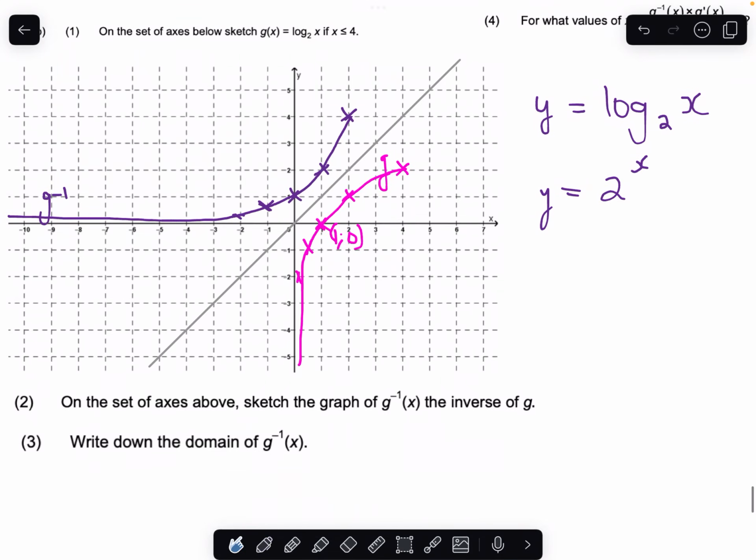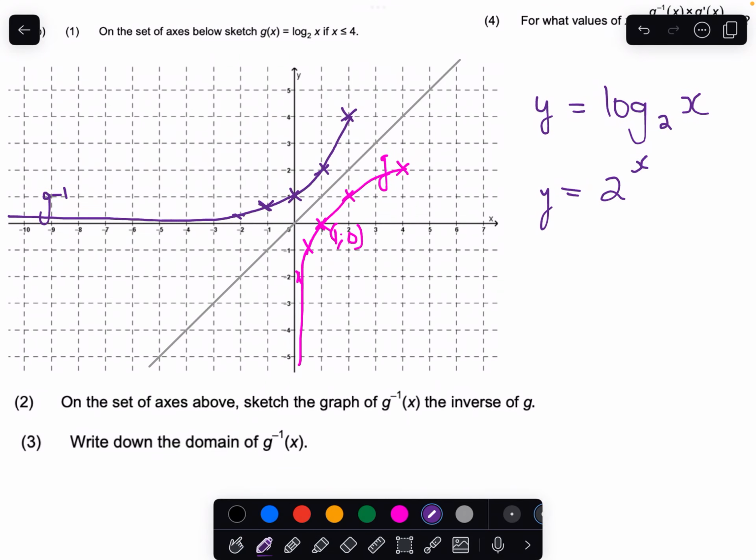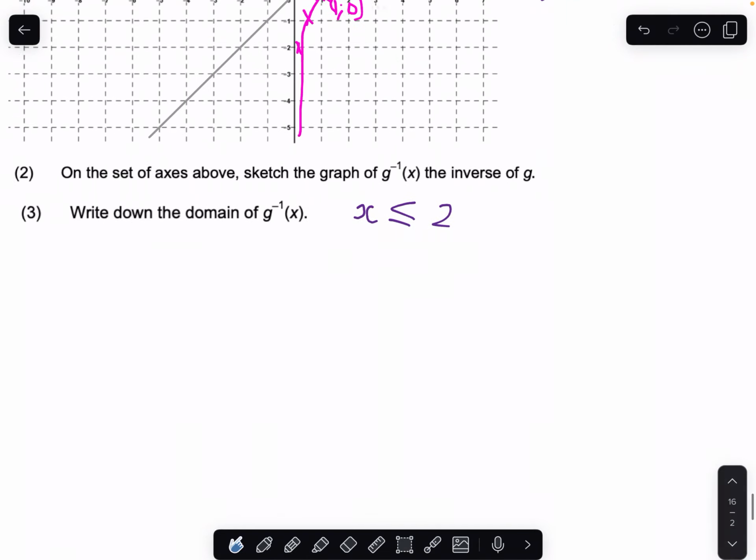So what is the domain? The domain is x is anything smaller than or equal to 2, right? Because 2 is the one that gives us our last point, at least in the positive x direction.